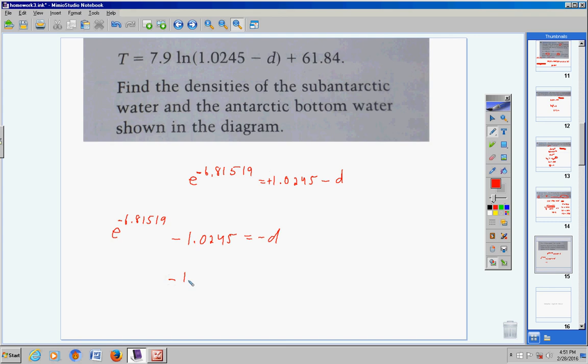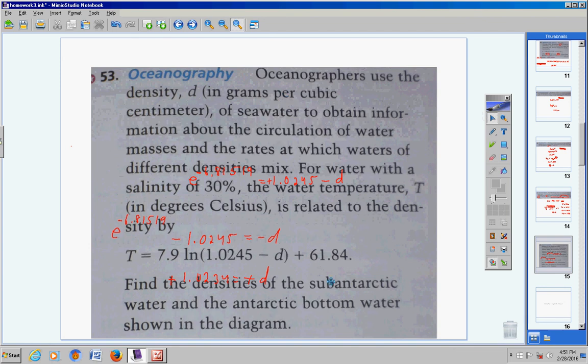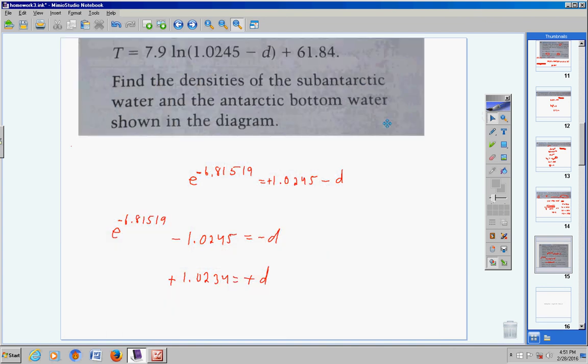Negative 1.0234 equals negative d. Well, there's a negative 1 here. Divide both sides by negative 1, and both sides become positive. So there's my answer, and that is the correct answer in the book. So that is the density of the water, and of course when it says density, you would label that grams per cubic centimeter. So it's how many grams per cubic centimeter.